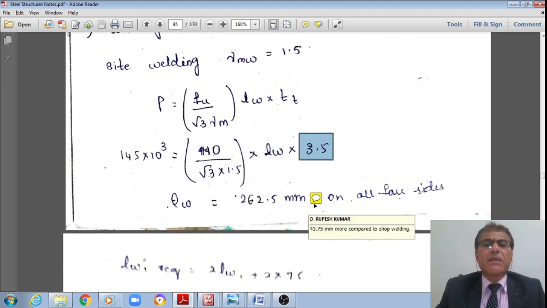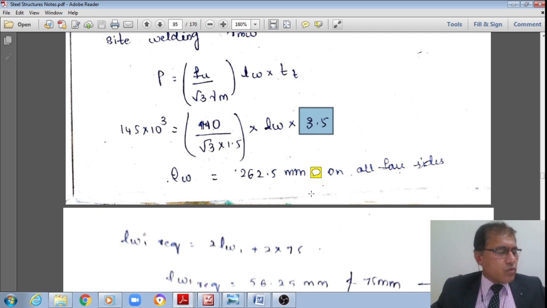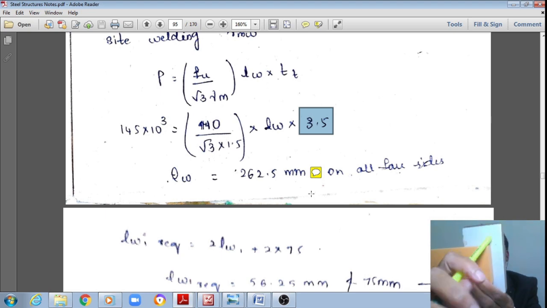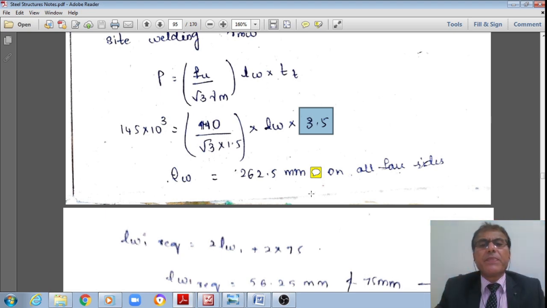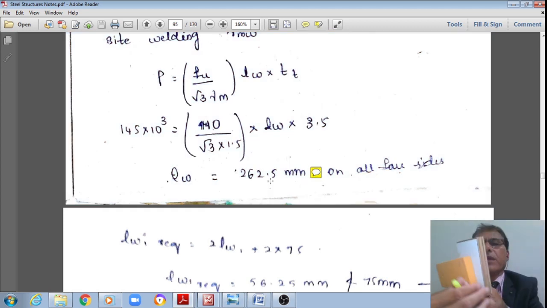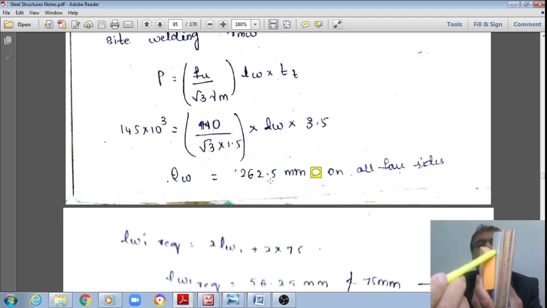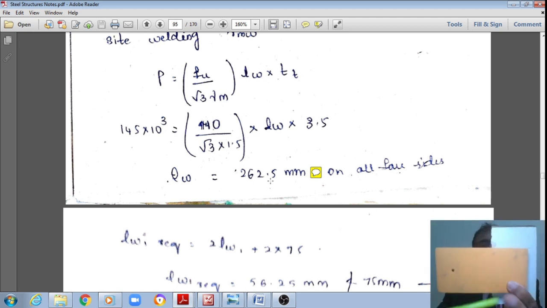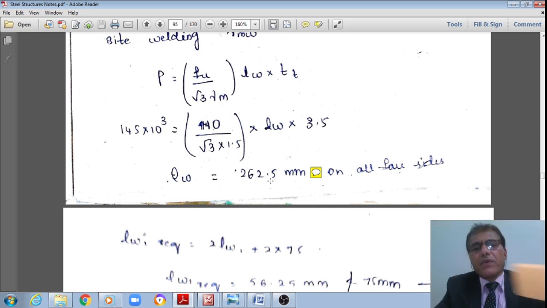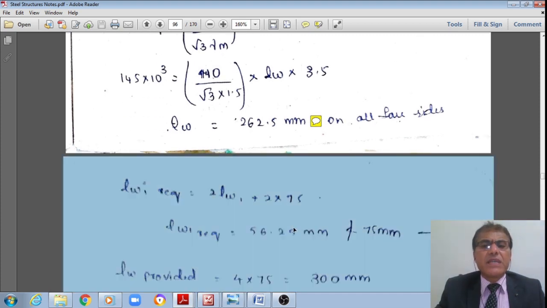Therefore now I'll get the length of weld required. The total length required is equal to 262.5. However, two sides of 75 mm we need to deduct. Obviously, the width of this flat is equal to 75. If I deduct 150 mm, I have 112.5 mm. That divided by 2 works out to approximately 56 mm. However, this at the top as well as at the bottom cannot be less than the width of the flat, 75 mm. Therefore, say 75 mm.